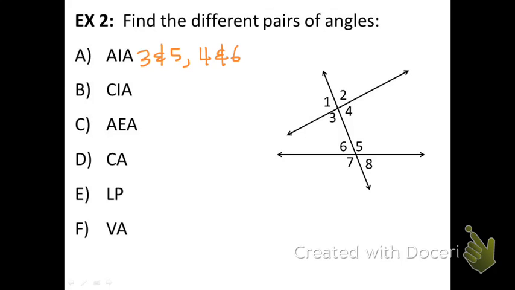CIAs, those are consecutive interior. That means they're inside the parallel lines, consecutive on the same side. So on the same side we're looking at 3 and 6. And also on the other side, the 4 and 5. C says alternate exterior, so that's outside and on the alternating sides of the transversal, so 2 and 7. And the other pair is 1 and 8.